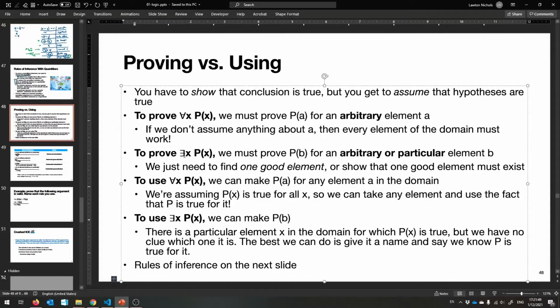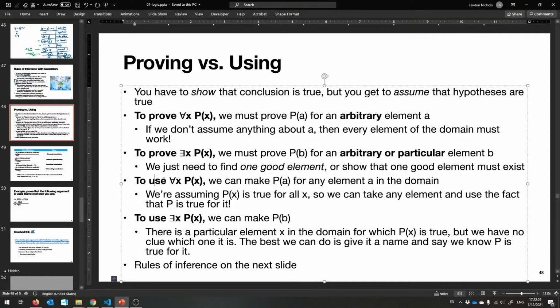Okay, that's for all. How about there exists? For there exists, if you have this kind of statement that you're trying to prove, you have to just prove p of b for some element b. You can pick it arbitrarily, maybe everything works, it doesn't matter, or a particular element b. You're allowed to do that here, because you just need to find one good thing, remember. It's up to you. It's not your enemy's job to pick this one. Or just show that some good element must exist without naming it. That is possible, but very weird to think about, but is the case sometimes. Okay, that's proving. Hopefully it makes sense.